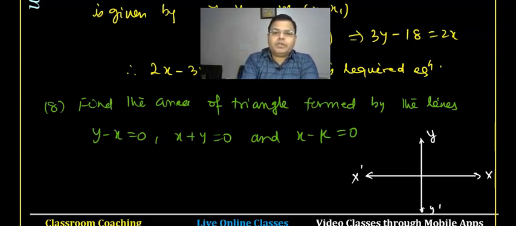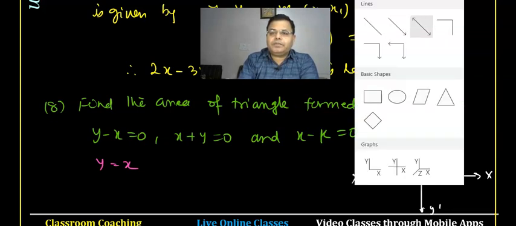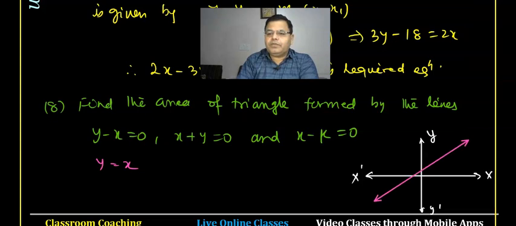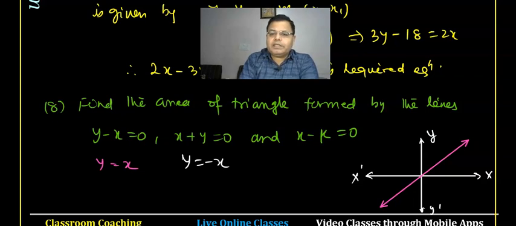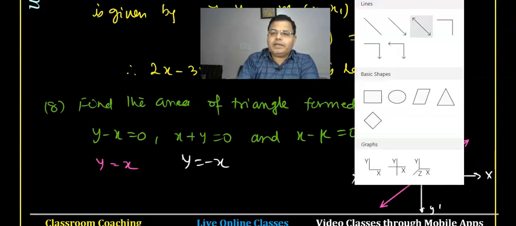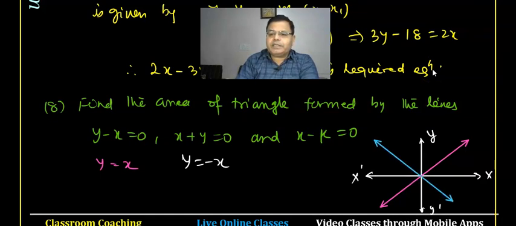Now y minus x equals 0 implies y is equal to x, which is the line that passes through the origin with an angle of 45 degrees. So y equals x is this line. The line x plus y equals 0 will be y equals minus x, which is this other line.